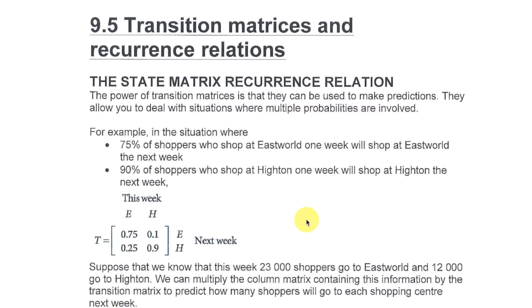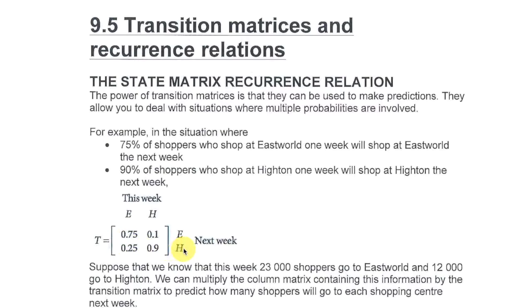Alrighty, so section 9.5, transition matrices and recurrence relations. In this particular exercise, we'll start getting really good uses out of the transition matrices. So let's consider the transition matrix that was used in the previous exercise for the shopping centres. We had shopping centre E, and basically 75% of customers in a particular week remained to shop at shopping centre E the next week.